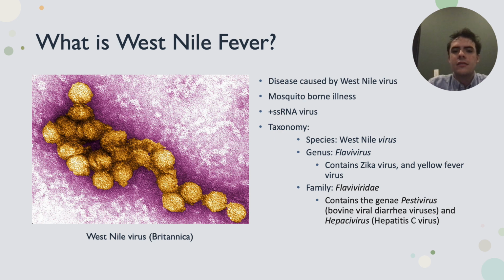Its genus is Flavivirus. Interestingly, this genus also contains other mosquito-borne illnesses like Zika virus and yellow fever virus. Its family is Flaviviridae. This family contains other genera like Pestivirus and Hepachivirus, which house species like hepatitis C virus, which I'm sure we've all heard of, and bovine viral diarrhea viruses.